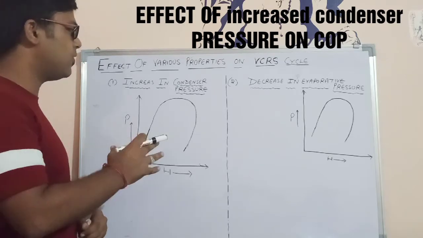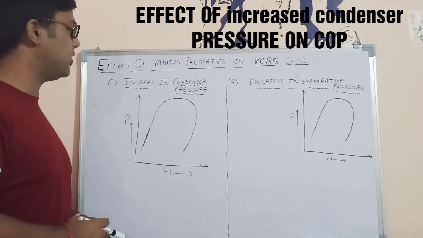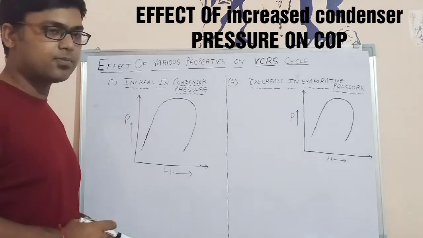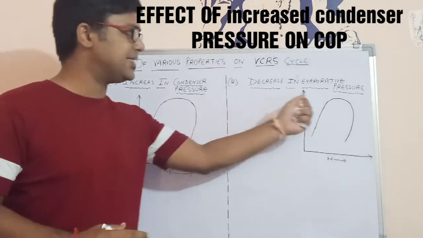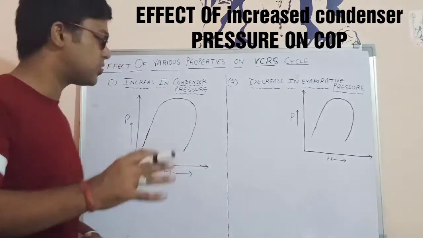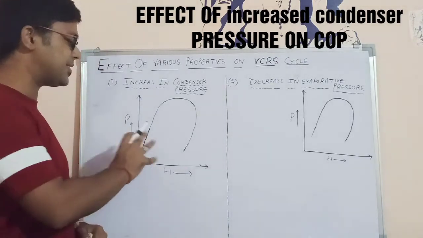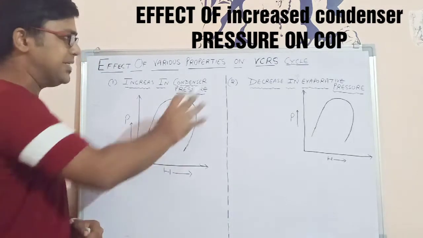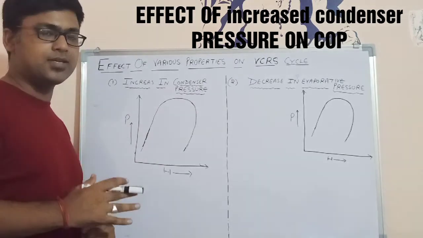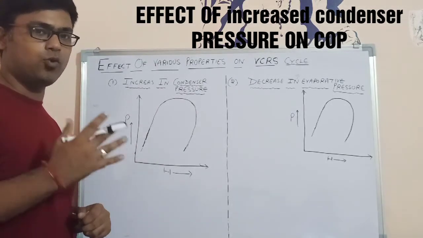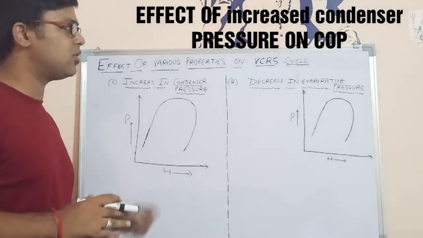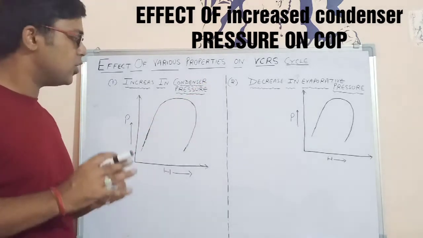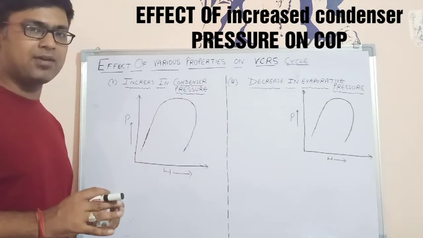Clear? So today we will take the first two cases: first, the increase in condenser pressure, and second, the decrease in evaporator pressure. Clear? So for this we have to draw the ph graph for the VCRS cycle, where we are going to focus on the four processes which come under the VCRS cycle. Clear? So now I will draw the simple diagram for the VCRS cycle.